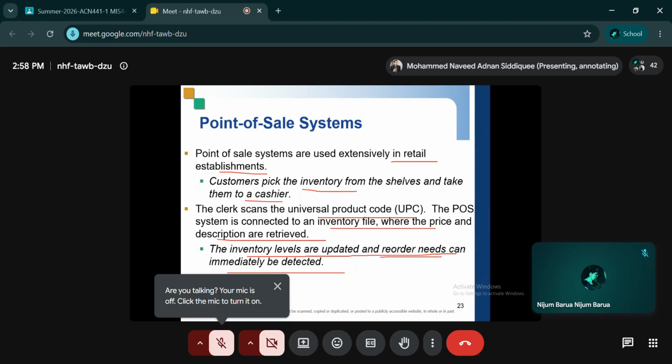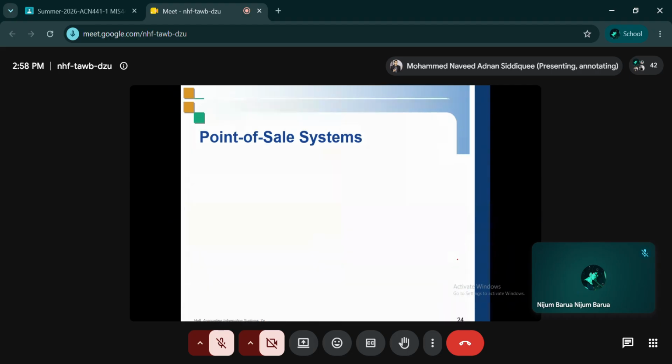So what is the point? For example, if the inventory goes down below a certain point, it's called the reordering point. So then the reorder needs to be made, right, with the supplier. যখন ইনভেন্টরি একটা সার্টেন অ্যামাউন্টের কম হয়ে যায় তখন সাপ্লায়ারের কাছে রিঅর্ডার করতে হয়. So this is basically how the point of sale works. Every time a sale happens, the level of inventory goes down and the reorder needs can be calculated. Any questions?